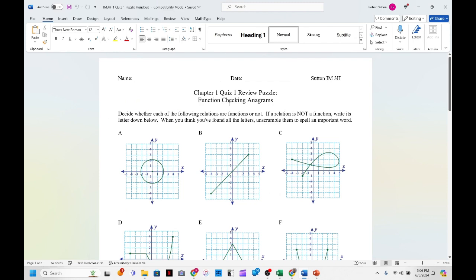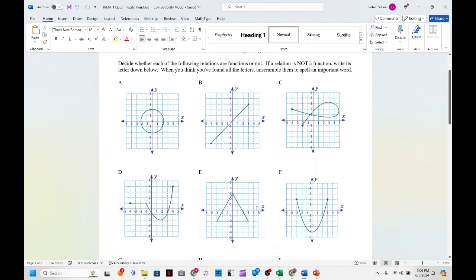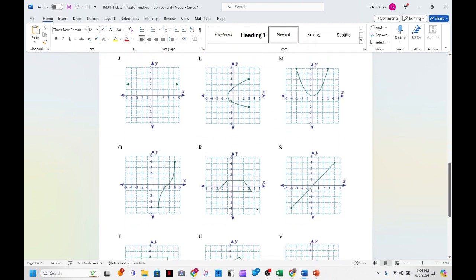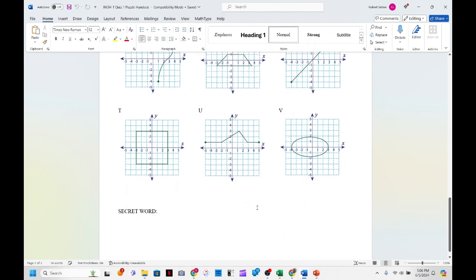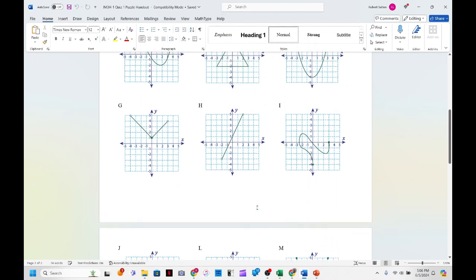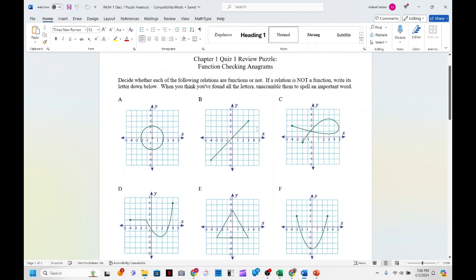It's function checking anagrams here. The idea is there's a whole bunch of relations that are being given to us, each of them having a letter to represent it, and we're supposed to go through and figure out which of these are not functions. Once we find one that's not a function, we write its letter down below next to that little secret word blank down at the bottom. And when we've got all the letters, we have to unscramble them to get an important word with some kind of relevance to what's going on here. So let's see what that secret word is.